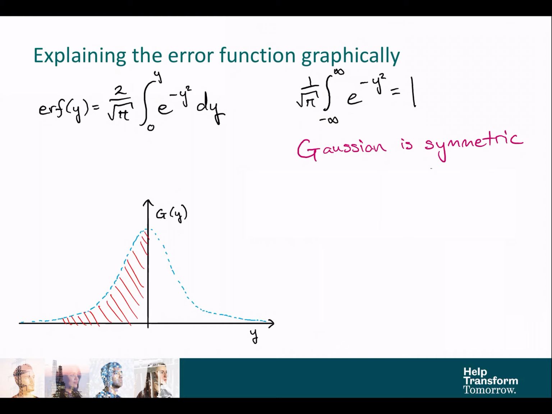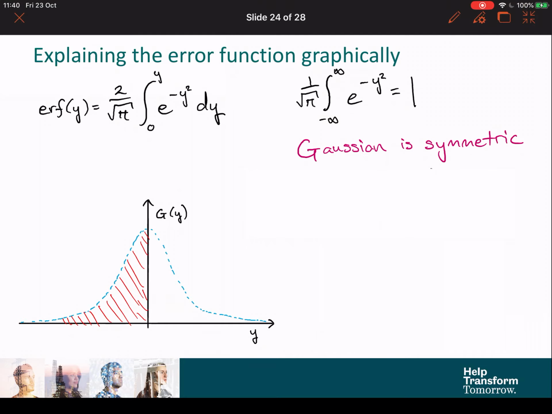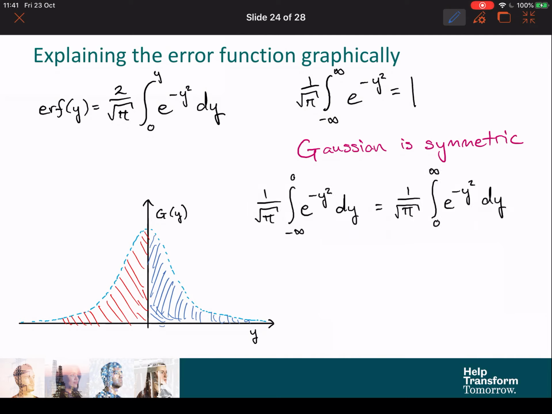The last thing we'll do is note that the Gaussian is symmetric about y equal to 0. And so that's to say that the area on this side of the curve is equal to the area on the other side of the curve. So those two areas are equal. And how we can write that is from negative infinity to 0, the integral has the same value as from 0 to positive infinity. So those two integrals are equal.